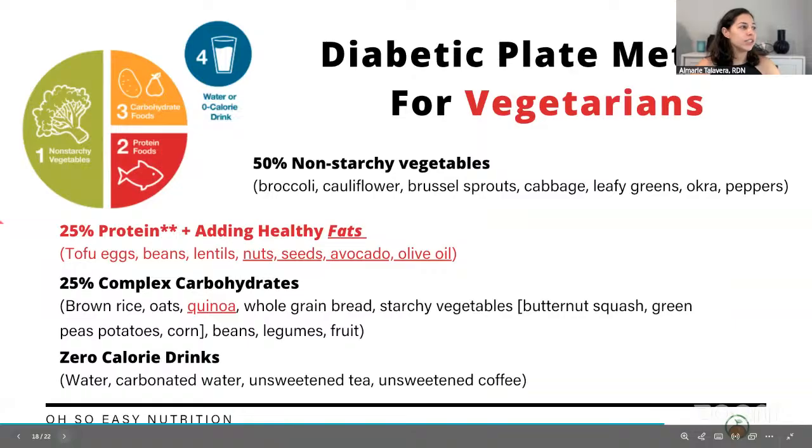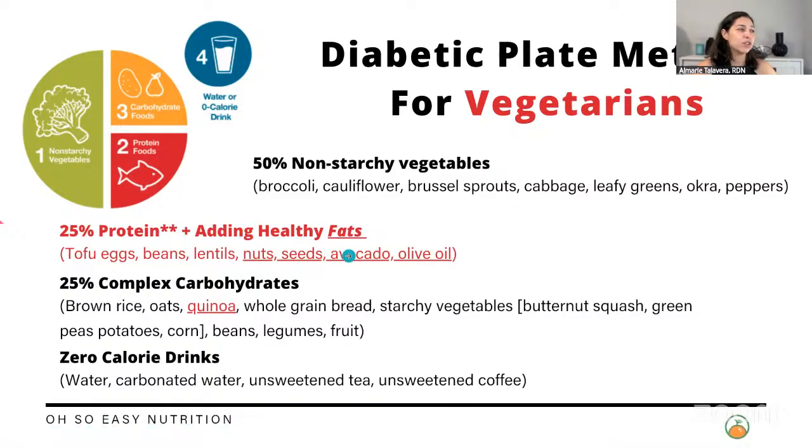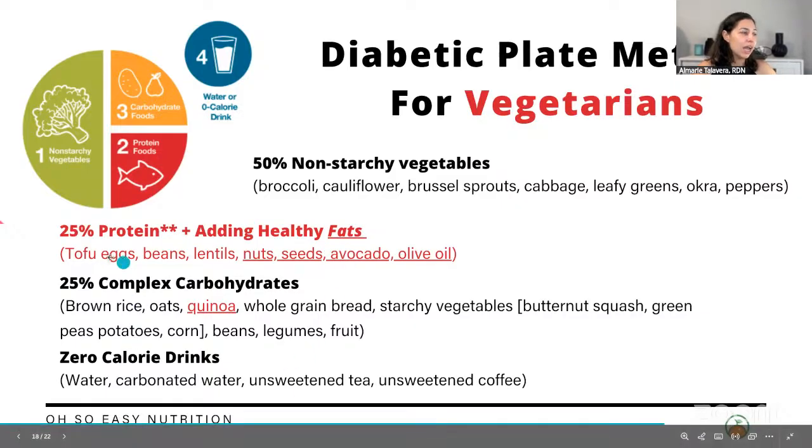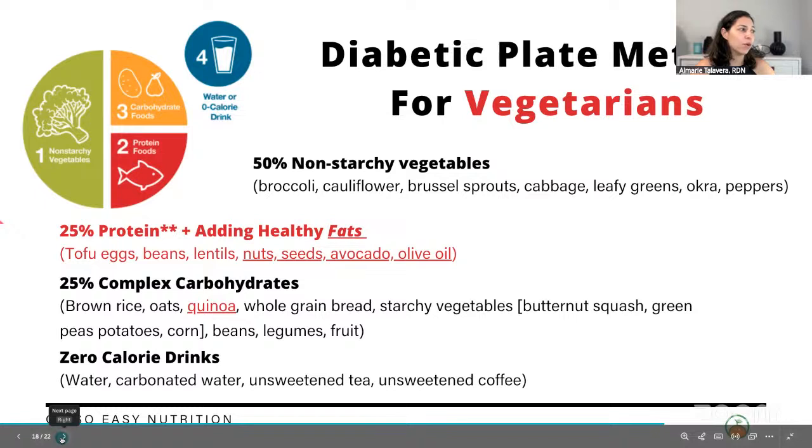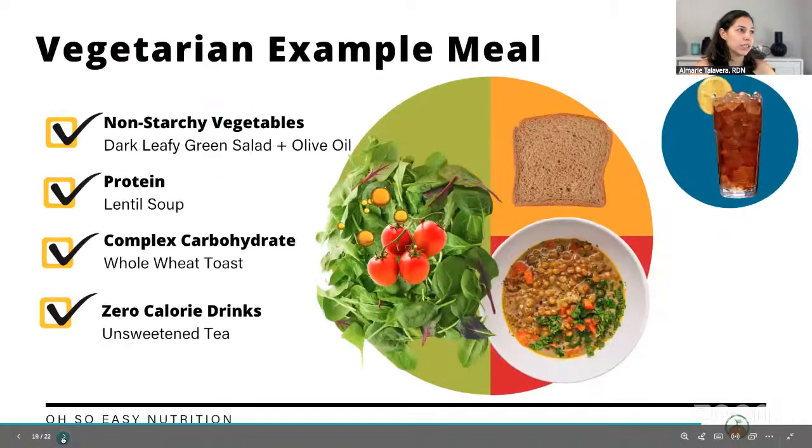If you are a vegetarian, you need to make sure that you're adding proteins that also have a lot of healthy fats because you still need a lot of calories. So that might be like tofu, beans, lentils, nuts and seeds, avocados, and olive oil in this red section. So just keep that in mind. You do need to be more focused on your protein intake.